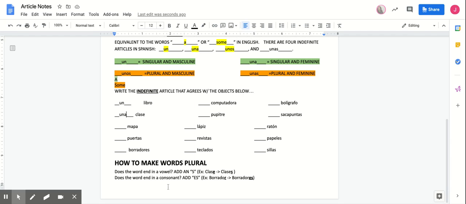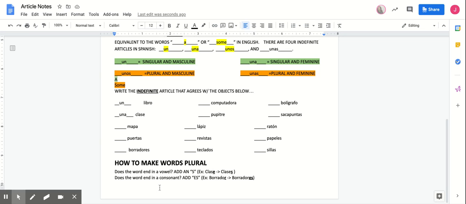And last but not least, we are going to talk about how to make words plural in Spanish. This is going to help you for your actual homework. Now, does the word end in a vowel? If the word ends in a vowel, like libro or like clase, you're just going to add an S in order to make it plural. Super, super easy. If the word ends in a vowel, add an S.